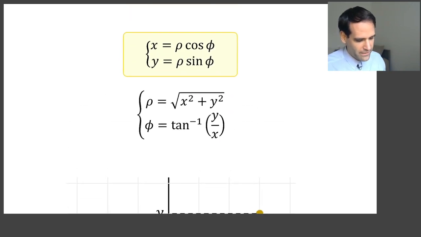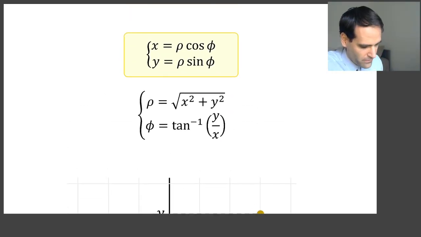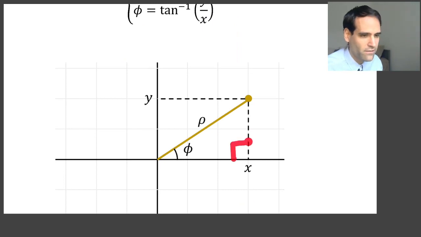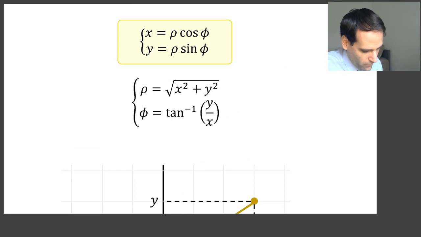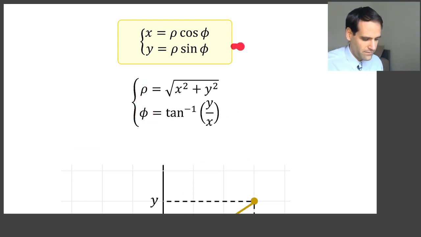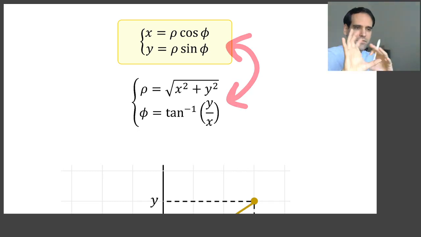The way we define rho and phi in terms of x and y is written here, okay? So x equals rho cosine phi, y equals rho sine phi, and that's very simple to do by noticing that this is a right angle triangle and doing some trigonometry. You can also find rho and phi in terms of x and y, okay? So this is like two ways of writing the same correspondence.